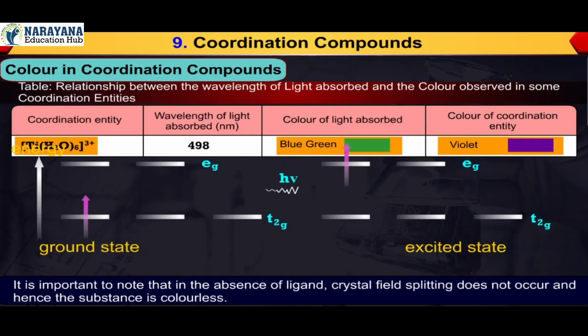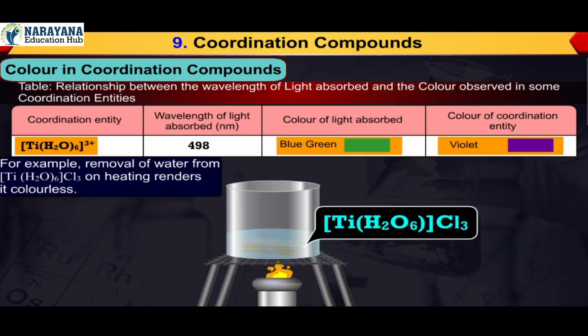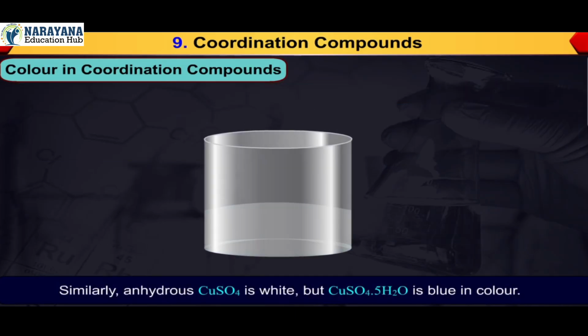It is important to note that in the absence of ligand, crystal field splitting does not occur and hence the substance is colorless. For example, removal of water from [Ti(H2O)6]Cl3 on heating renders it colorless. Similarly, anhydrous CuSO4 is white, but CuSO4·5H2O is blue in color.